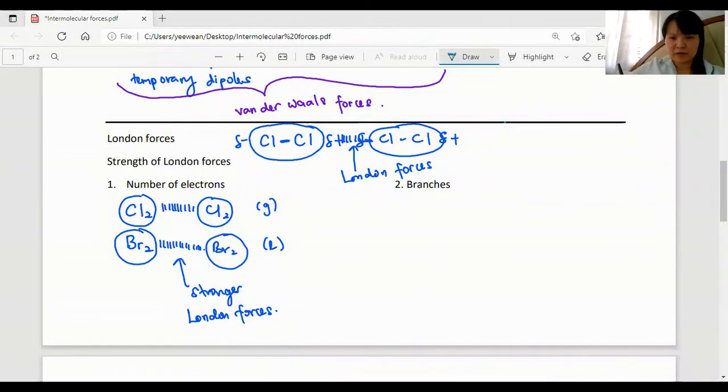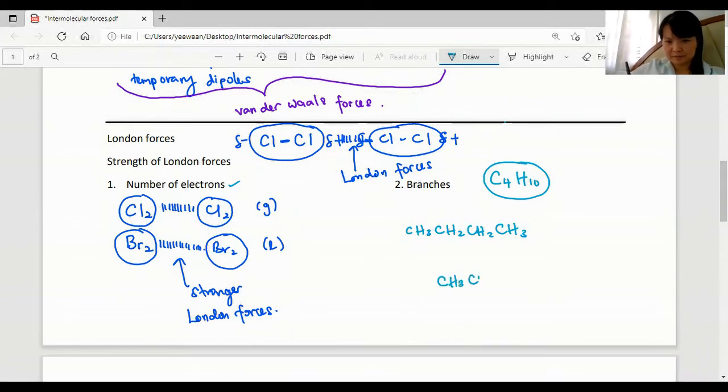Okay, what if I have isomers of C4H10? C4H10 can be more than one organic compound, but if they're isomers, they would have the same number of electrons. So let's see how I draw it with branches and without branches. C4H10 could be a butane, or it can be a methyl propane. So there's branching here.